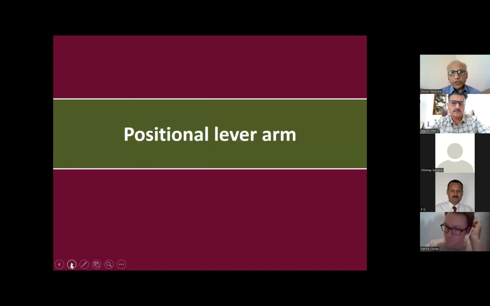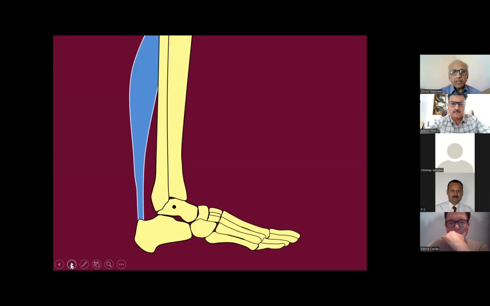And then the third point, the positional lever arm. Positional lever arm means, by changing the position of the joint, what is the effect on the muscles? So let's take that this is the normal ankle in an upright posture. And if we look at the lever arm for the soleus, it is from the center of the ankle to the tendon length. So green is the lever arm.